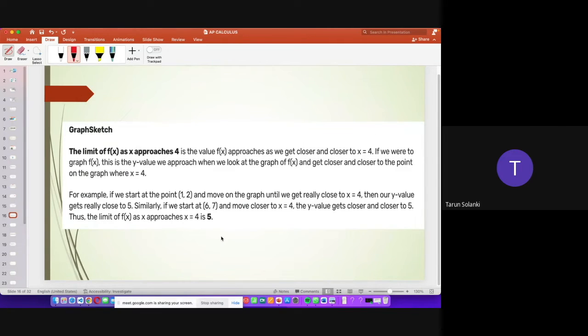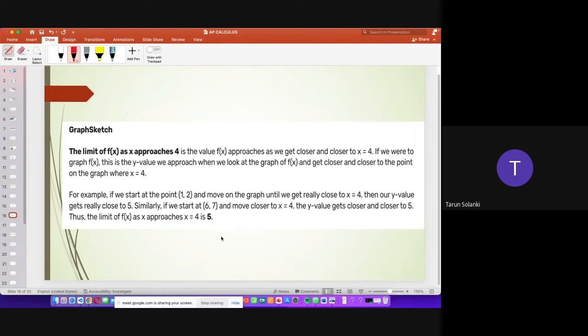Now how are we doing this sketching? The limit of a function as x approaches 4 is the value the function approaches as we get closer and closer to x equals 4. So look at the graph of f(x), getting closer and closer to the point on the graph where x is equal to 4. For example, if you start with the point 1 comma 2 and move along the graph until we get close to x equals 4, then our y value gets really close to 5, right?